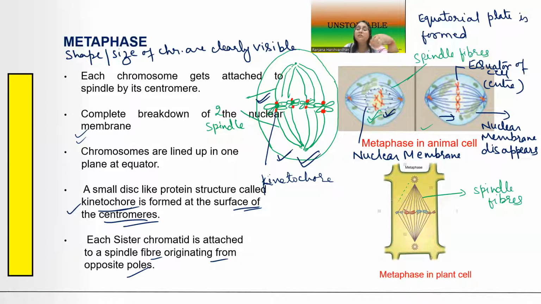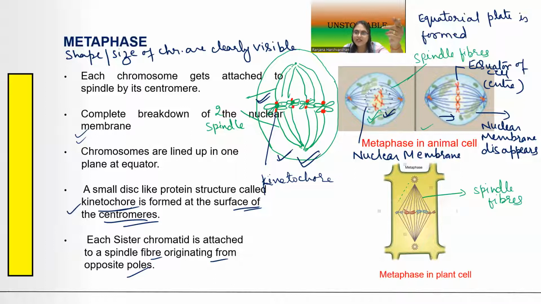The spindle fibers begin to appear, we will say prophase. The nucleolus disappears, we will say prophase. The nuclear membrane begins to disappear, we will say prophase. Completely disappears, we will say metaphase. Okay, the chromatid shape and size of the chromosomes clearly visible, metaphase. Begin to appear as chromatids and chromosomes, prophase.